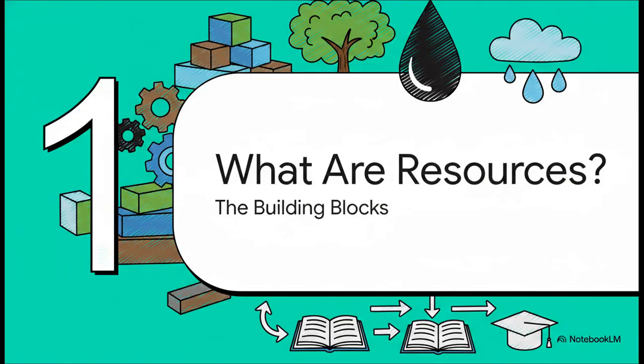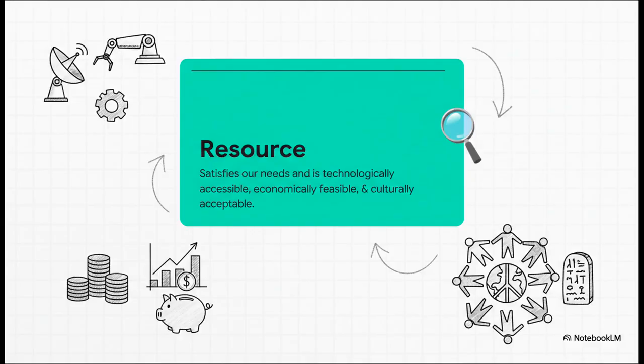All right, first up, what exactly is a resource according to your textbook? Getting this foundation right is absolutely key to understanding the rest of the chapter. Okay, here it is, the official definition. A resource is anything in our environment that satisfies our needs. But, and this is the important part, it has to meet three conditions. One, it's got to be technologically accessible. We need the tech to actually get to it. Two, it has to be economically feasible. Basically, it can't cost more to get than what it's worth. And three, it needs to be culturally acceptable.